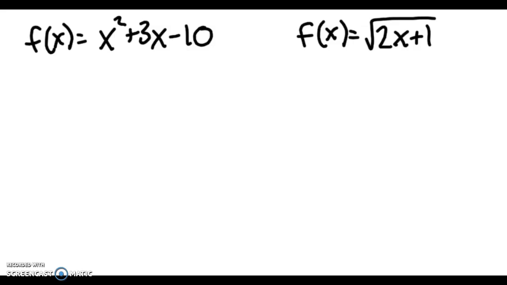This video is on finding the zeros of a function. When you're finding the zeros, that's essentially just finding your x-intercepts. So the method is you want to set your function equal to 0 and solve for x. I have two different examples here.